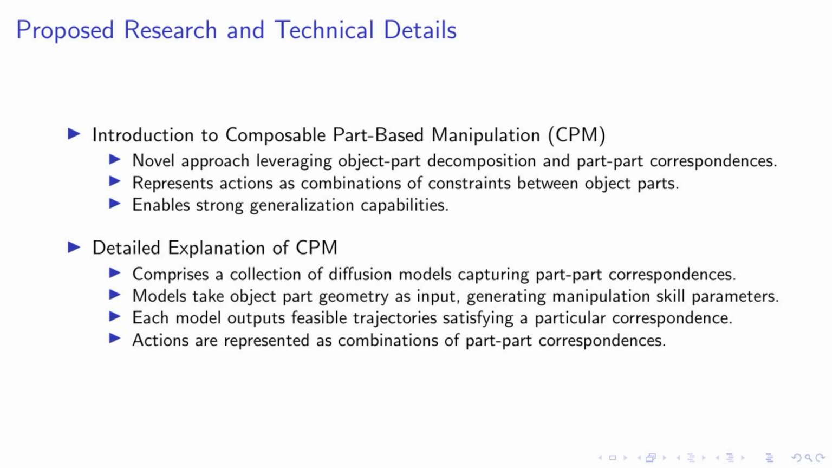It's essentially a collection of diffusion models that capture these part-part correspondences. These models take the geometry of object parts as input and generate parameters for manipulation skills. Each model then outputs feasible trajectories that satisfy a specific correspondence. In essence, actions are represented as combinations of these part-part correspondences. This approach allows for a robust and flexible manipulation system that can adapt to a variety of scenarios.